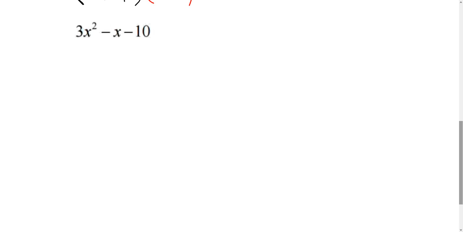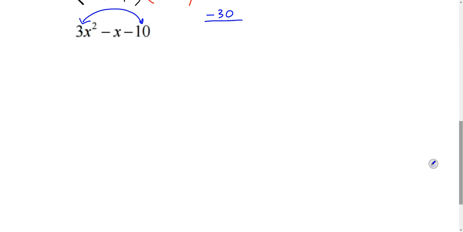So the next one says 3x squared minus x plus 10. Now looking at that, there's no GCF, so I can't take out a GCF. So that makes it a complex ABC. In complex ABC, we multiply the first times the last. So the A times the C. And that's going to force us to make a list for negative 30.